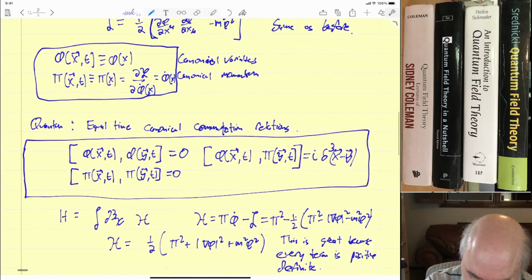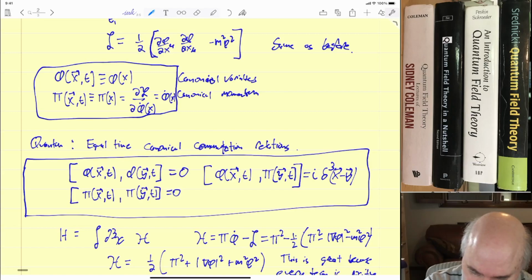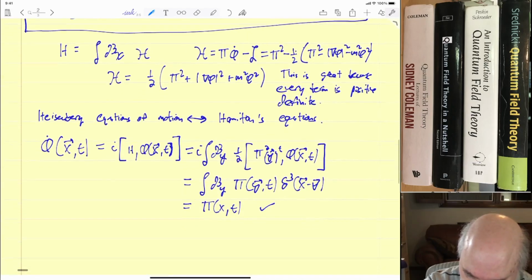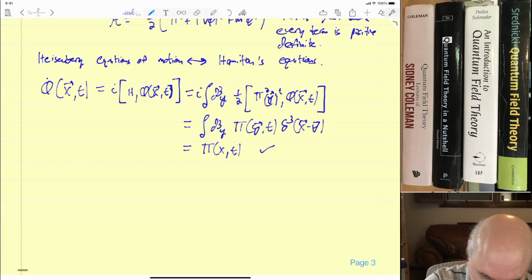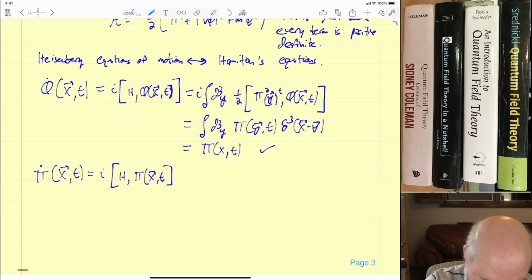As I said, the only thing we have to remember here is that pi of x comma t is phi dot. So one equation for the derivative of phi gives us the definition we had before. The second equation is a little bit more interesting. So we do pi dot, and as before we turn the crank.